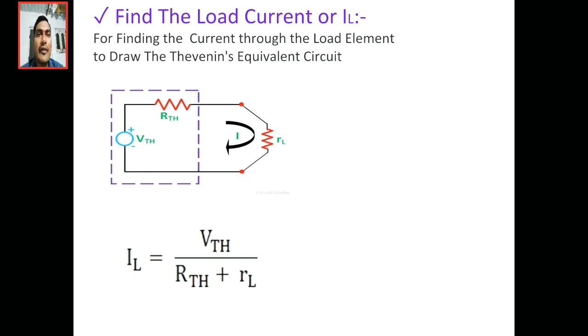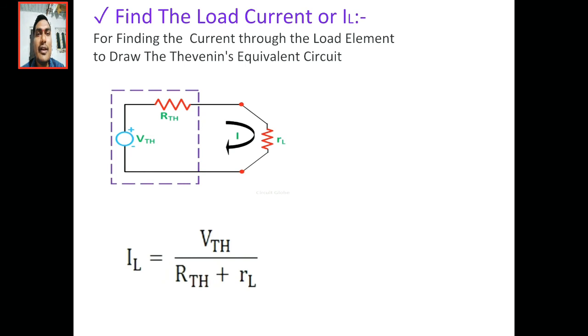So first, to find the load current, what we did in step 1 is we removed our RL, the load resistance. So in the last step, we have to find the current through the RL. So we have to add the removed load back to the equivalent circuit of Thevenin's theorem. Here, by adding RL, we have to find the current through the RL. That current is IL.